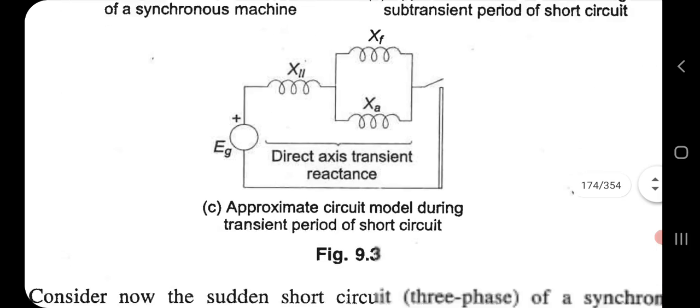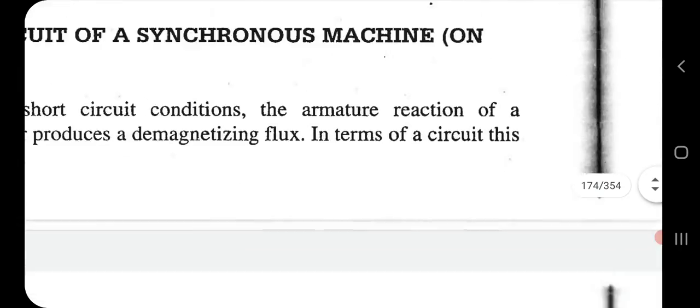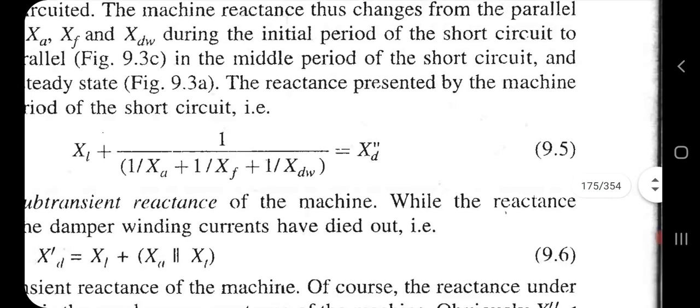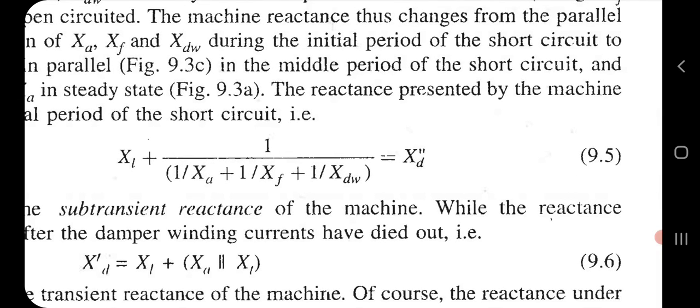So we will represent this in the parallel way. If you see this one, we are representing them in parallel. They all come in the parallel diagram for the subtransient. This is for subtransient. For transient, what happens? Xdw decreases, it becomes 0.